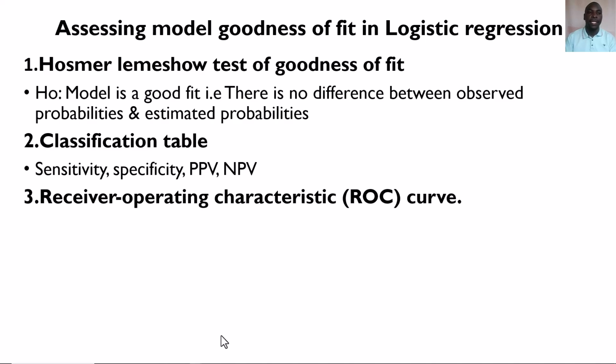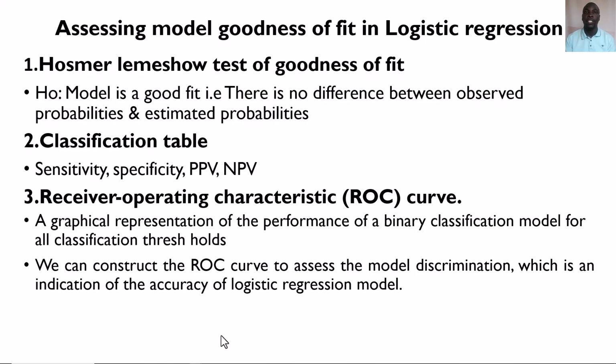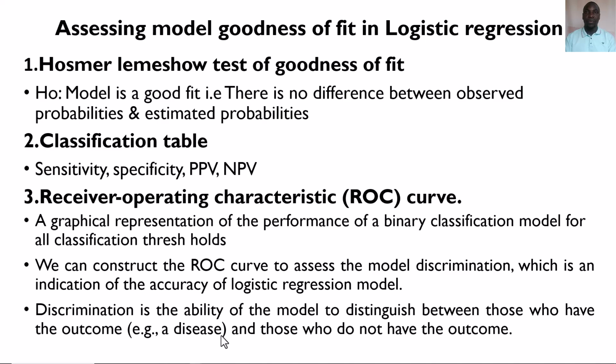Lastly, you can look at the receiver operating characteristic curve for your model, which is simply a graphical representation of the performance of a binary classification model for all the classification thresholds. This ROC curve simply assesses model discrimination, which is an indication of the accuracy of your binary logistic regression model. By discrimination, we mean the ability of the model to distinguish between those who have the outcome, in our case those who have hypertension, and those who do not have our outcome, hypertension.